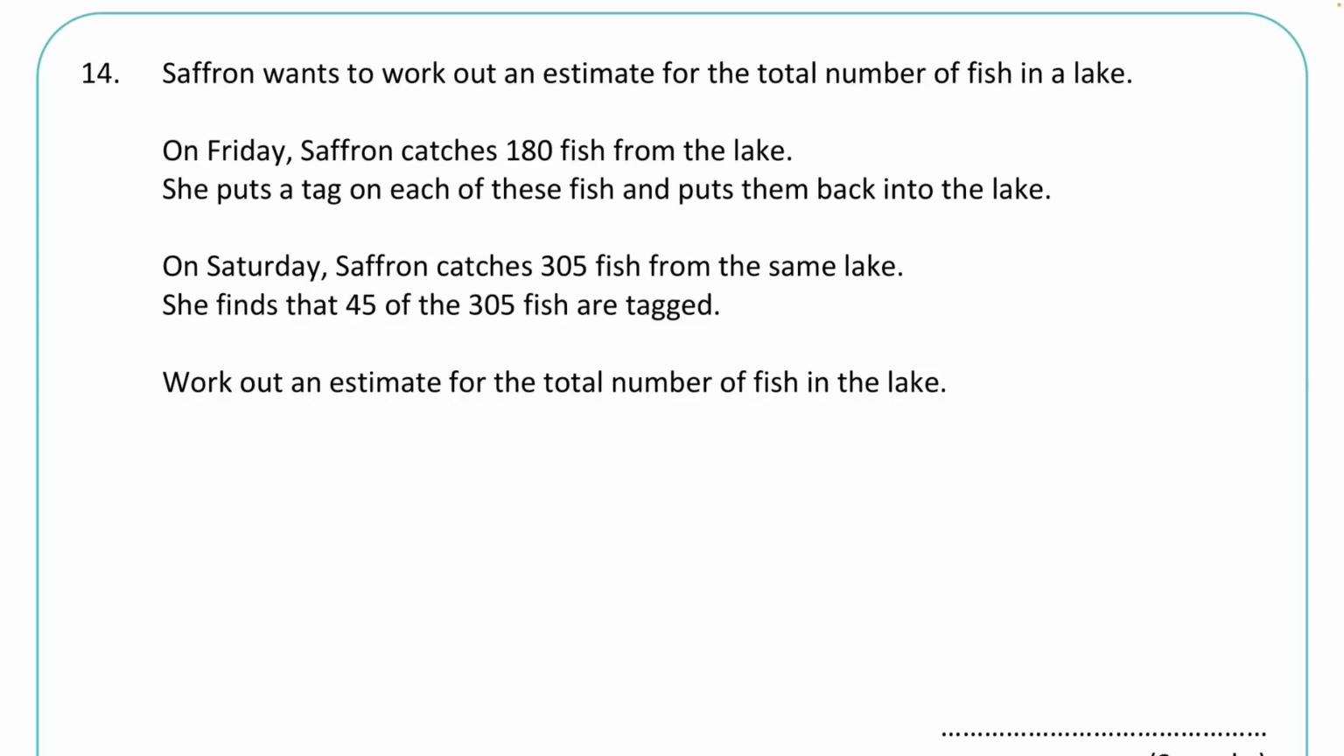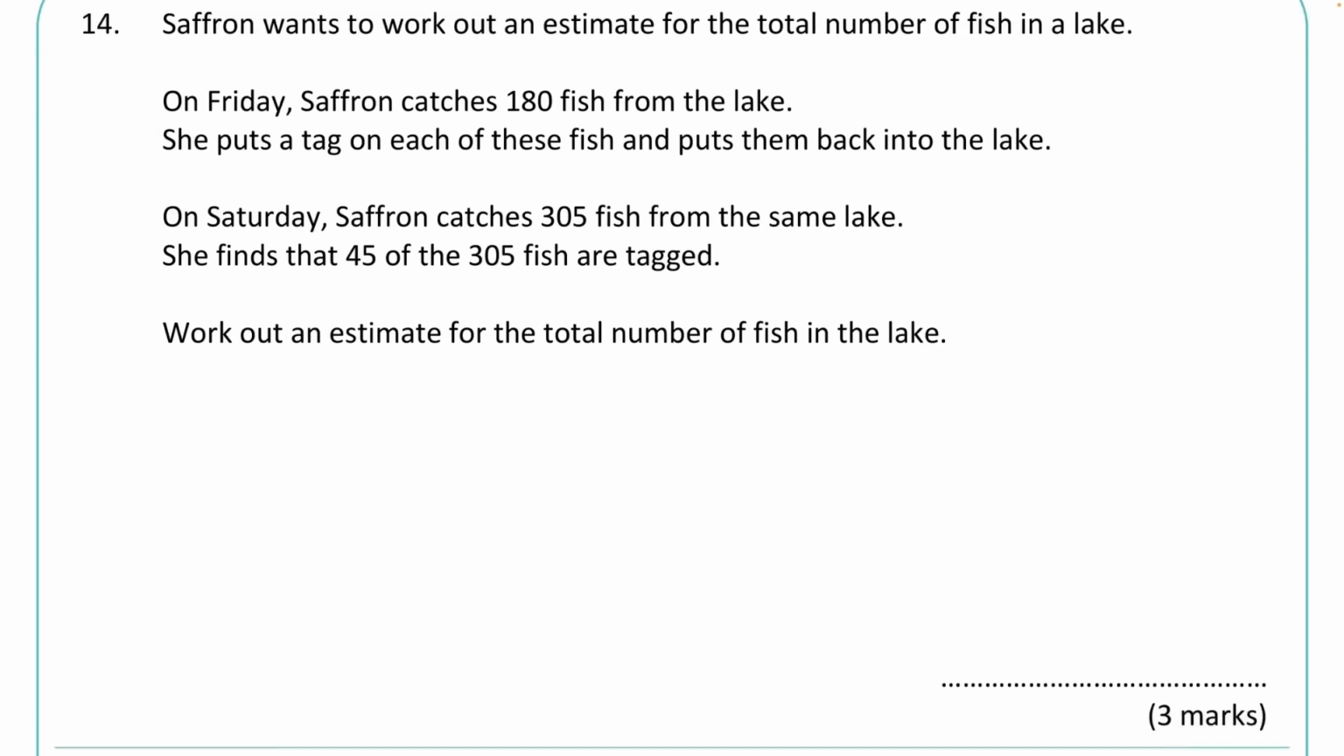For question 14 here, we have a capture recapture. So it says Saffron wants to work out an estimate for the total number of fish in a lake. On Friday, Saffron catches 180 fish. She puts a tag on each fish and then puts them back into the lake. On Saturday, she catches 305 fish and finds that 45 of them are tagged. Work out an estimate for the total number of fish in the lake.